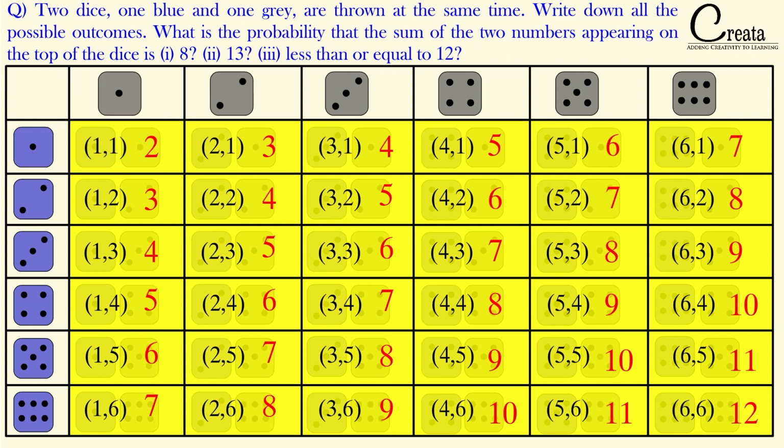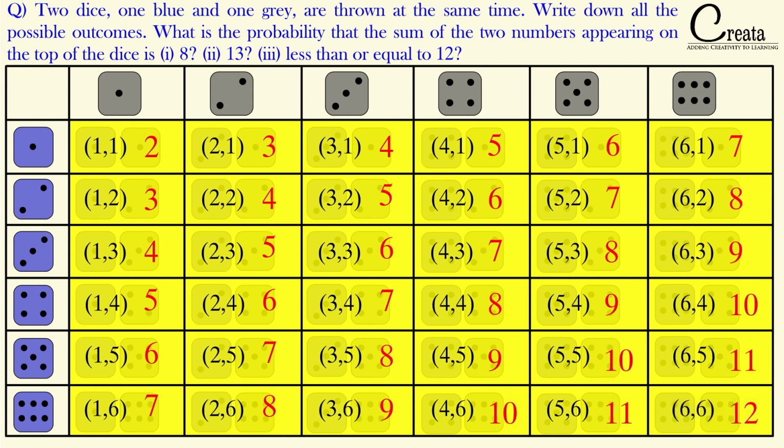Similarly, we have done the addition of all the 36 numbers. We have got various numbers like 2, 3, 4, 5, 6, 7, 8, 9, 10, 11 and 12. The maximum number that we got is 12 because the maximum that we can get on the die is 6 and 6. That is 6 plus 6 is equal to 12.